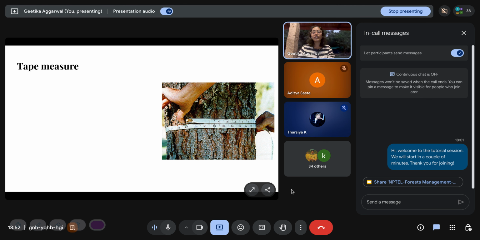Now, can anybody tell me what the tape measure actually measures and how that's related to the diameter of the tree?